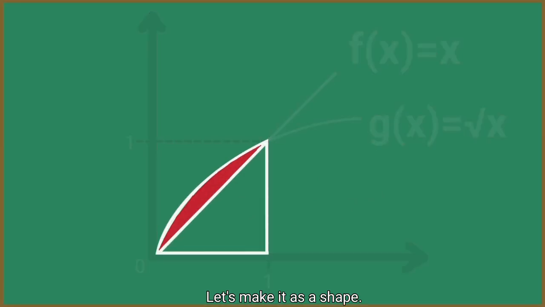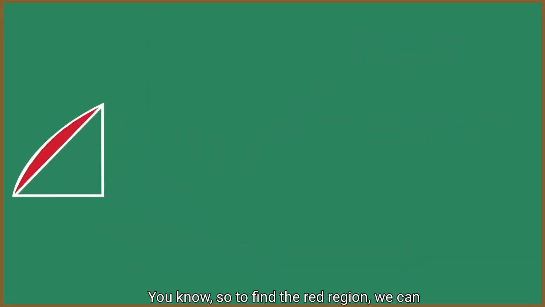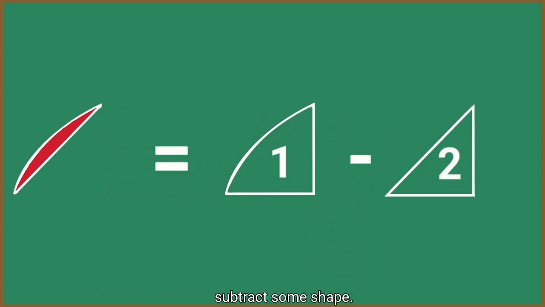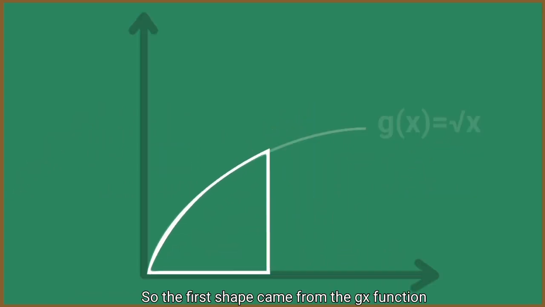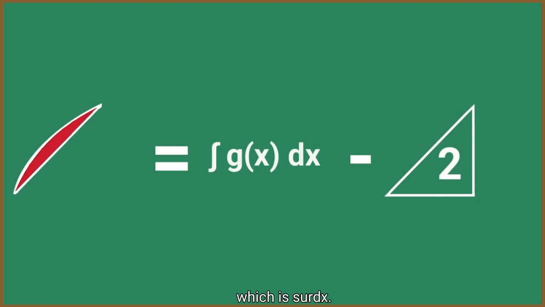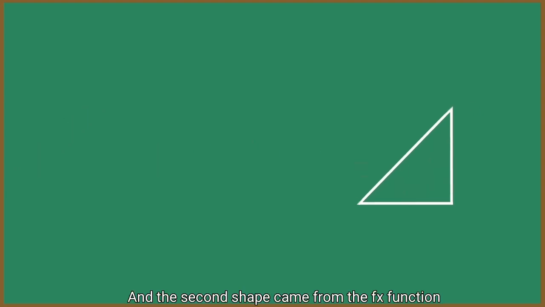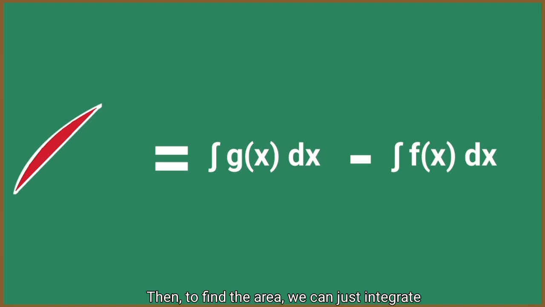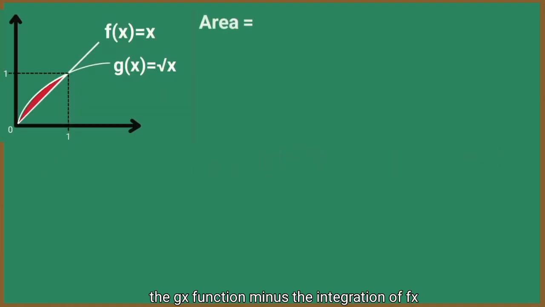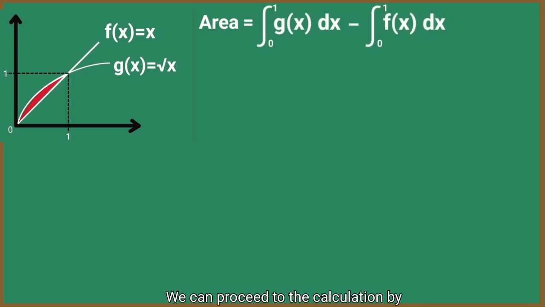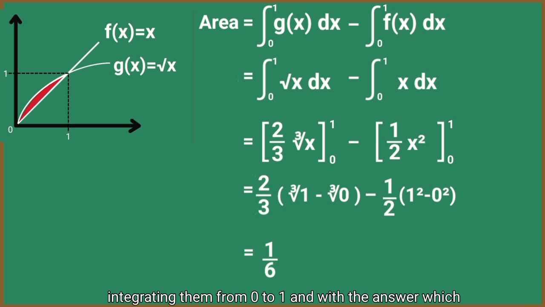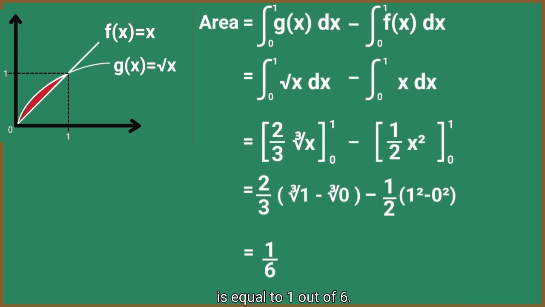Let's make it as a shape. To find the red region, we can subtract some shape. The first shape came from the g(x) function, which is √x, and the second shape came from the f(x) function, which is x. Then, to find the area, we can just integrate the g(x) function minus the integration of the f(x) function. We can proceed to the calculation by integrating them from 0 to 1, and we get the answer, which is equal to 1 over 6.